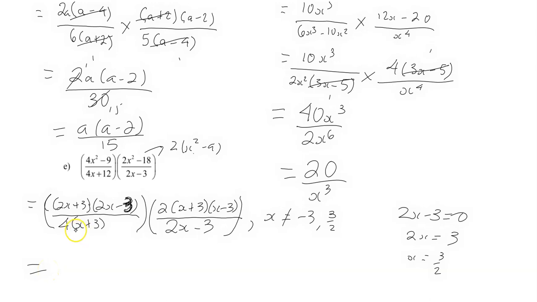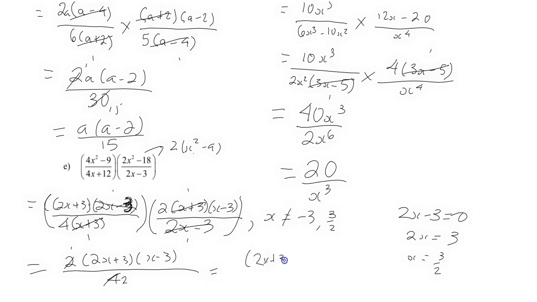Okay, let's get rid of the binomial factors, right? 2x minus 3 over 2x minus 3. So we're left with a 2, a 2x plus 3, and an x minus 3. And over here, we're left with a 4. 2 goes into 4 twice.